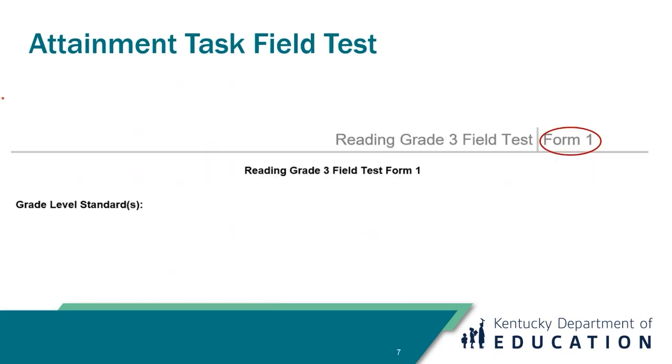There will be 3 forms of the field test for each grade and content level. Test administrators will receive only one form of the field test. In each student record in the SRD, test administrators must enter which form they administered. The form number can be found in the upper right-hand corner of the field test task, as indicated by the red circle.